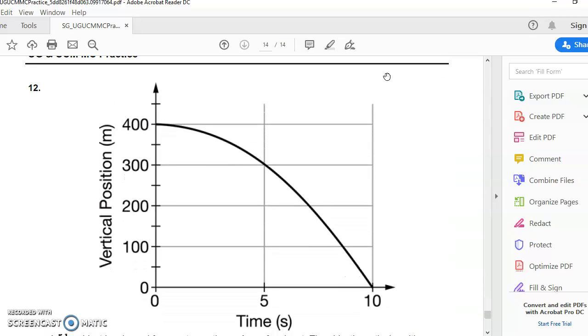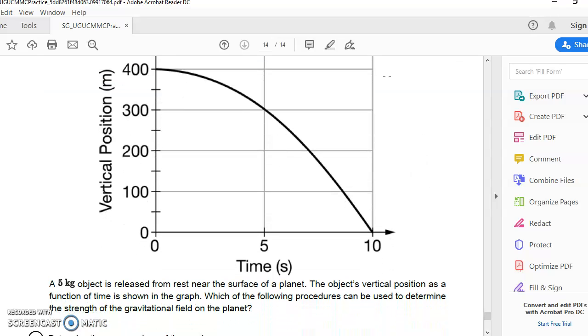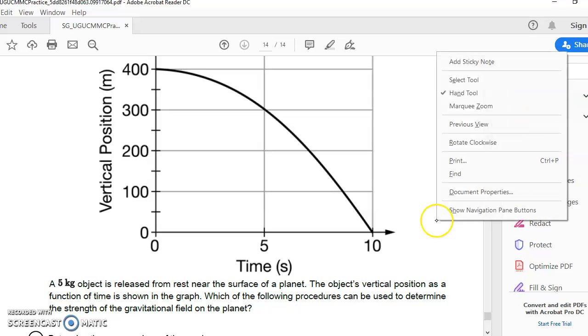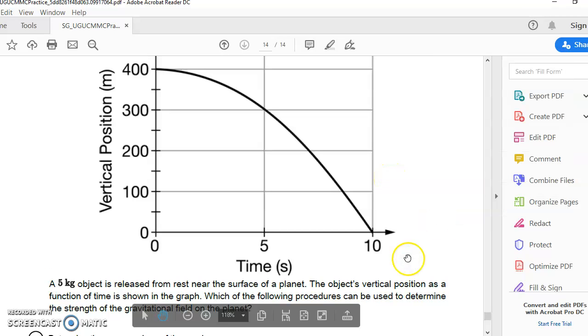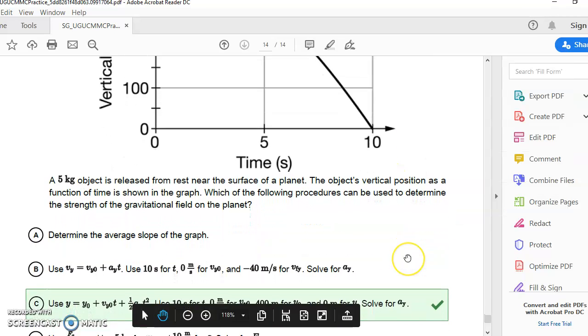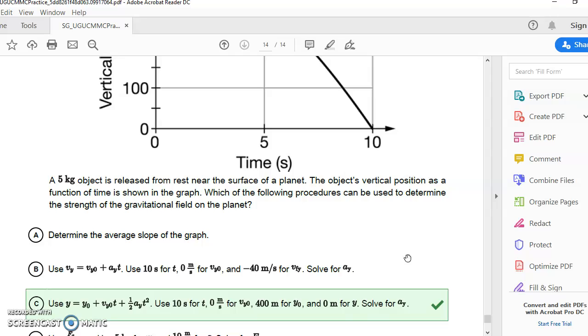Number 12, we have a vertical position versus time graph. You're starting at 400 going to 0, and it takes 10 seconds to basically fall from 400 meters to the ground. A 5 kilogram object is released from rest. The object's vertical position is shown in the graph. Which of the following procedures can be used to determine the strength of the gravitational field?